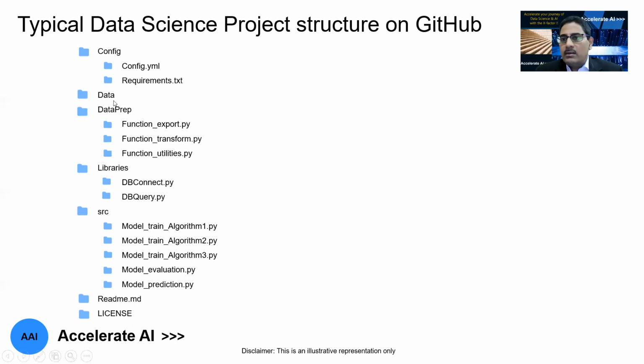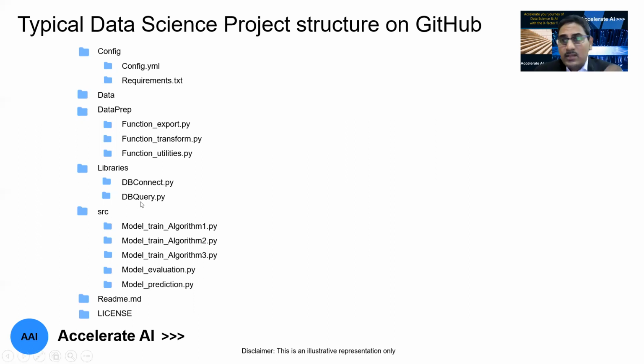Data is where you can manage the source data input files in terms of CSVs or database files or something like that. Then data prep is where you would have some of your functions that you're writing to export the data or transform it, or some common utilities that you're using as part of it. Libraries, if you're connecting to some kind of databases, whether it is DB2, Oracle, SQL Server, or PostgreSQL, and so on, you can write a script of the connection string so that you can better effectively manage it in one place, and you can invoke it accordingly in other programs.